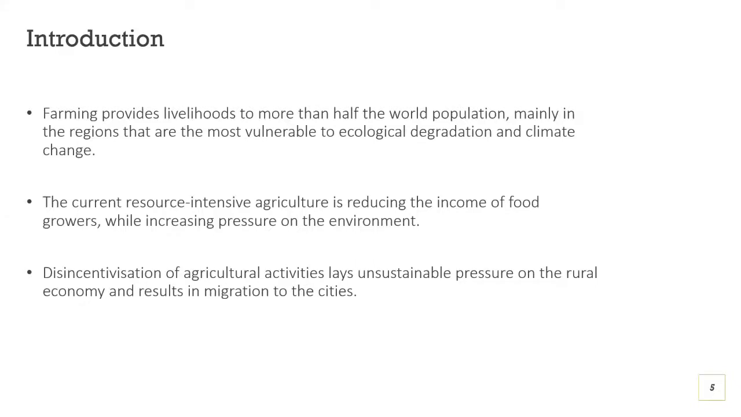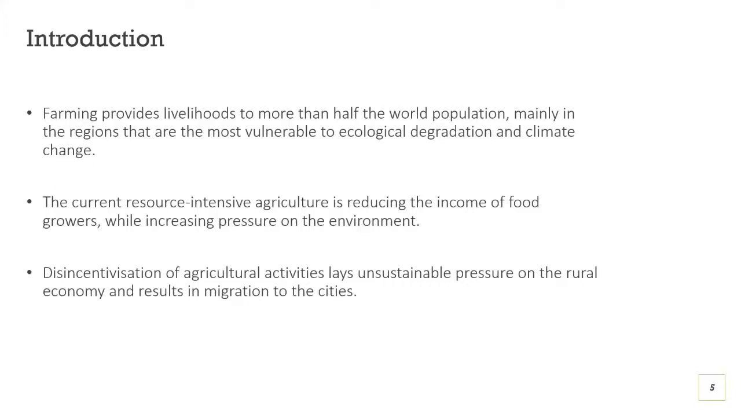In addition to that, farming provides livelihoods to more than half the world population, directly or indirectly. And this proportion is even higher in regions that are more vulnerable to ecological degradation and climate change. These areas are, for example, South Asia and Sub-Saharan Africa. So those regions that are already vulnerable, because of negative effects of water scarcity or soil degradation, are becoming even more vulnerable to these risks.